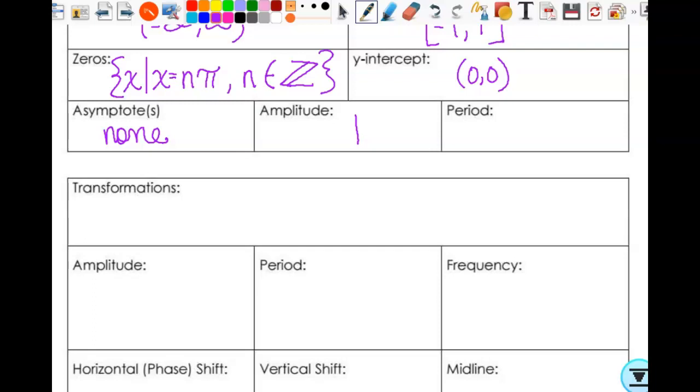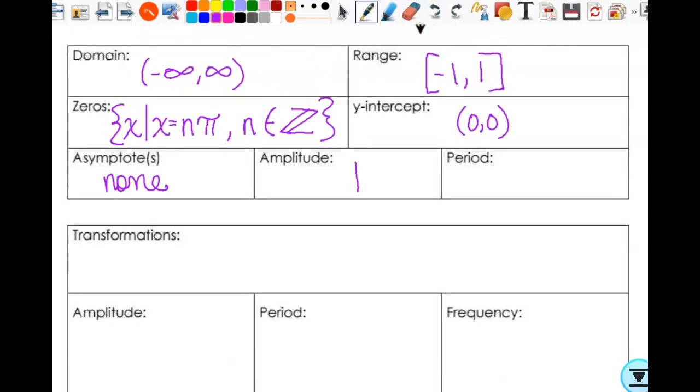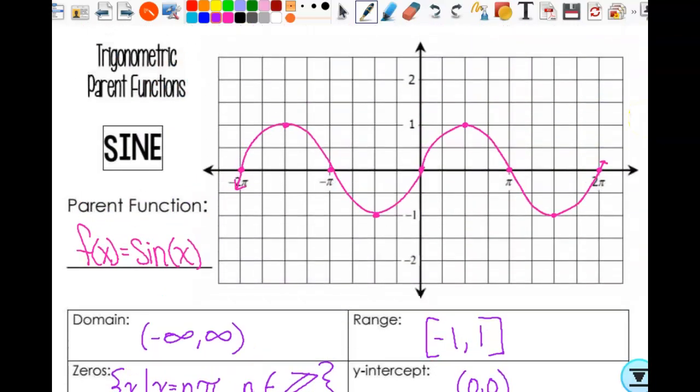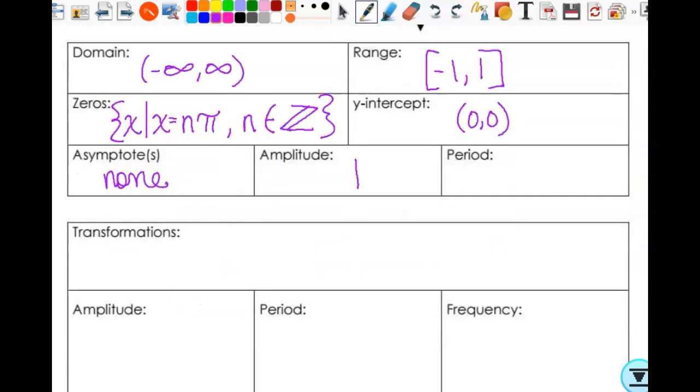Then the period is how long does it take for one cycle of sine to happen? And you can actually start anywhere. If I started here, and I would go from -pi to pi, that's one cycle before it repeats, right? So that's a distance of 2 pi. Now it's easier to start here and say, all right, go from here to 2 pi, but you can really start anywhere. One cycle from wherever you start for the parent function is going to be 2 pi. Okay.